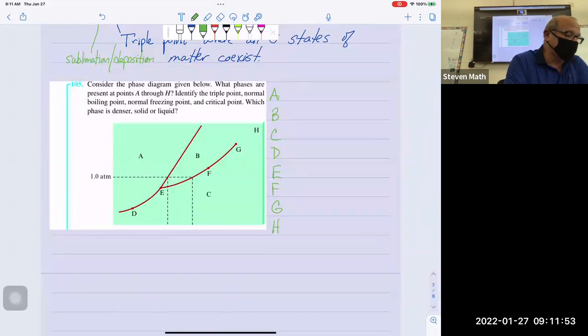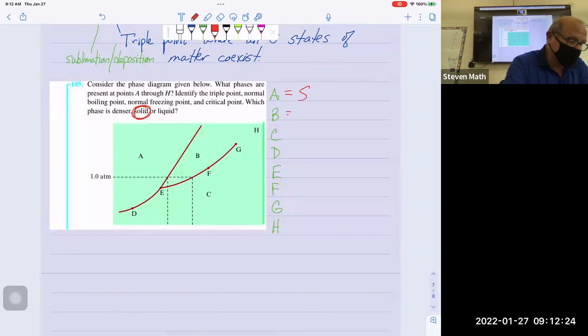Consider the phase diagram given below. What phases are present at points A through H? Identify the triple point, the normal boiling point, the normal freezing point, and the critical point. Which phase is denser, solid or liquid? So we already know. Let's start at the end. This line has a positive slope to it, so we already know that the solid's more dense than the liquid, right? Yeah. So we're doing good.